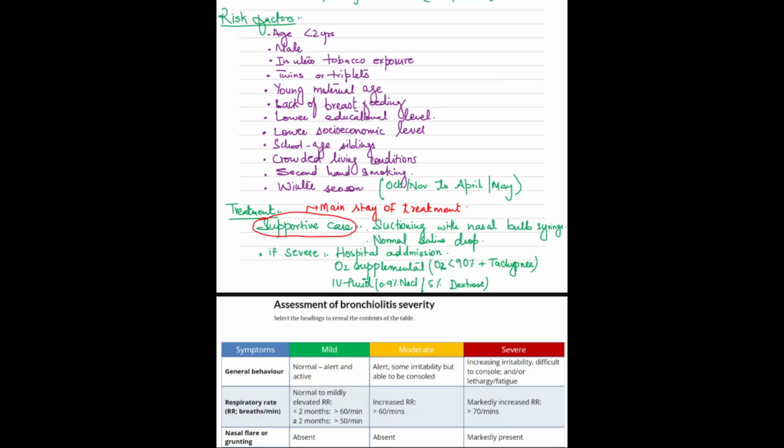Usually our main target is supportive. If we are giving supportive treatment, then we always tell the mother or father to look for any red flags. You have to look after your child and keep monitoring their symptoms. If it's getting worse, you need to come to the hospital as soon as possible.